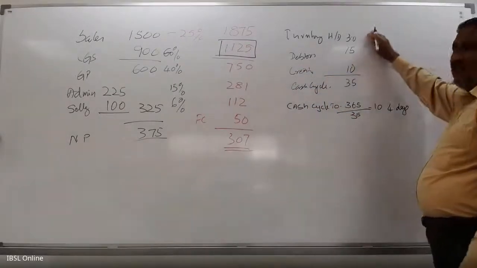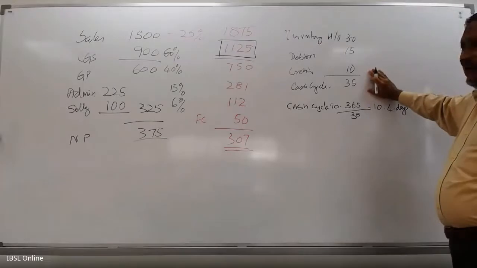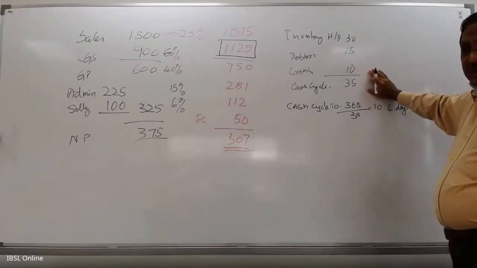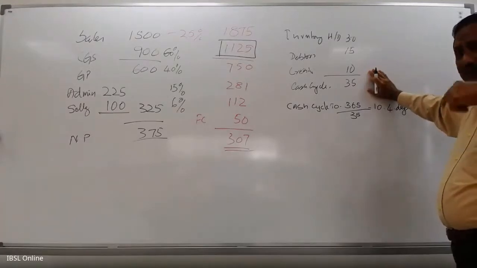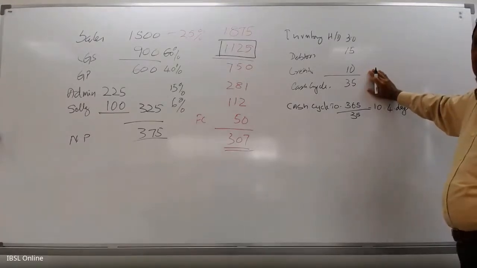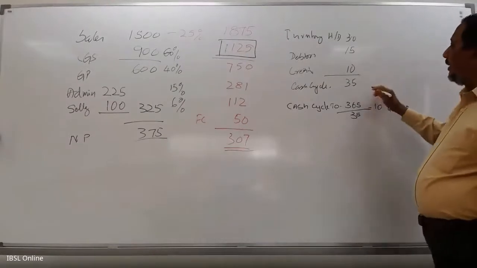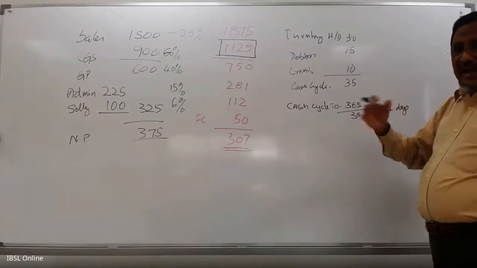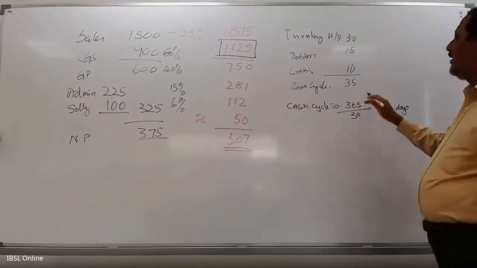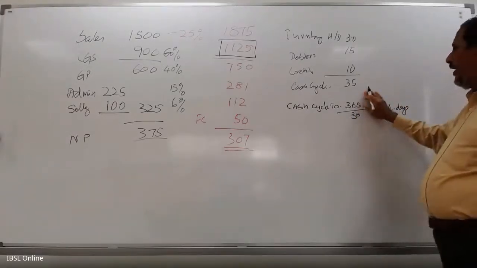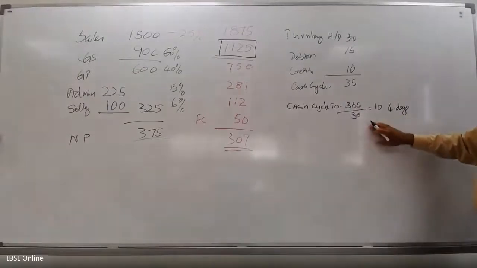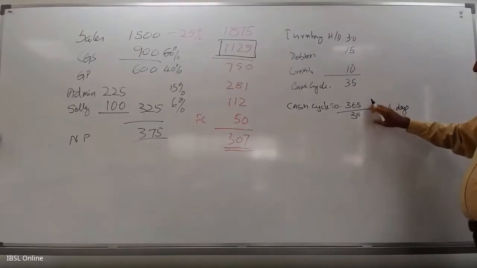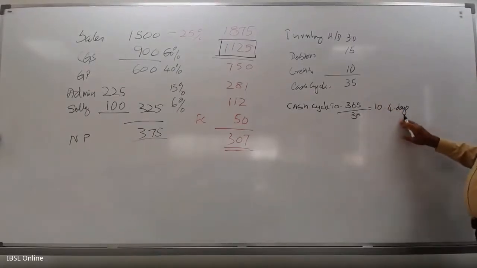Inventory holding days 30, debtors collection period 15, and creditors payment period 10. Now these we have calculated during activity ratios. Right? So for one cycle, it takes 35 days to convert to cash. For a year, therefore, the cycle rotates 10 times. 365 divided by 35 is equal to 10 times.